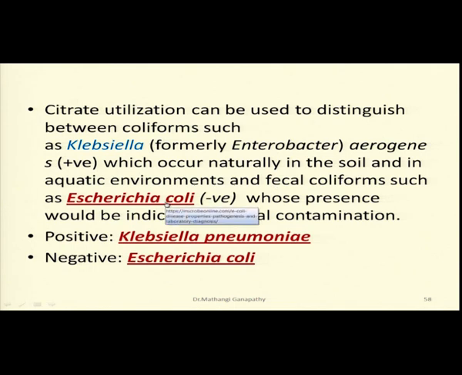coli. So, suppose you want to distinguish between E. coli and Klebsiella, then E. coli is normally citrate negative, Klebsiella is usually citrate positive. So, among these two you can distinguish using the citrate utilization test. And if E. coli grows, it means that the food sample, or whichever sample you are testing, whether it is water, contains fecal contamination.